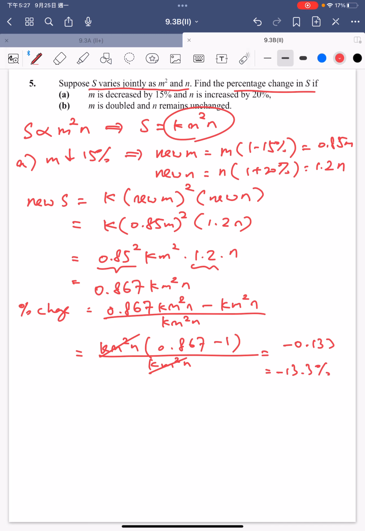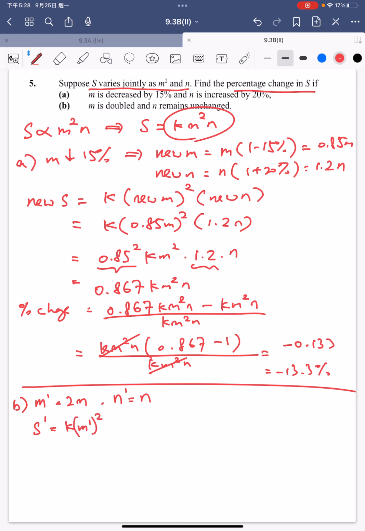So you can do similar things for question B. Question B is saying that m is doubled, so our new m, or just using our convenient symbols, the new m, m dash, is equal to 2m as it is doubled, and our new n remains unchanged, so new n is equal to the old n. Then we can calculate our new s. The new s will be equal to k times new m squared times the new n, so this is equal to k times (2m) squared times n. Then distribute this power 2 to both the 2 and m, and we get 4km squared n.